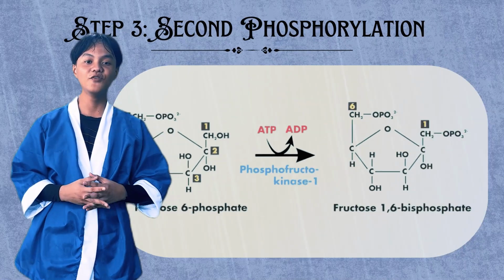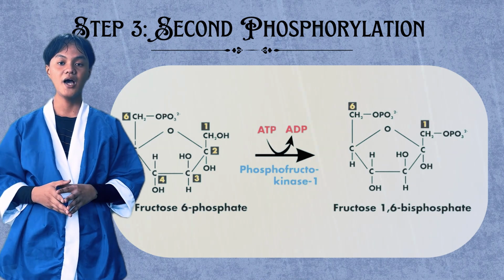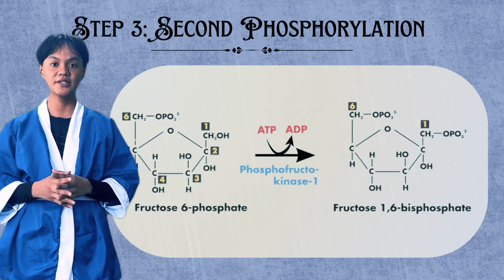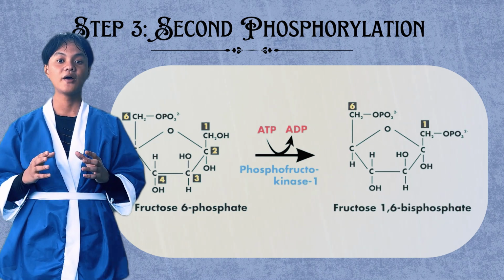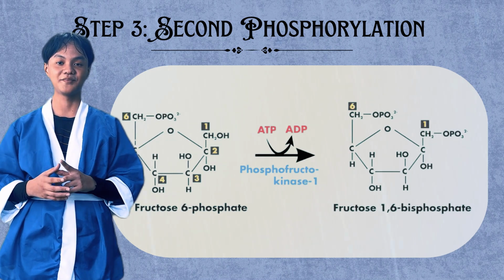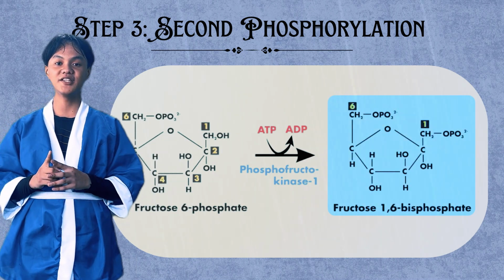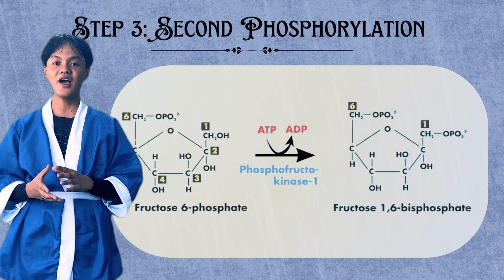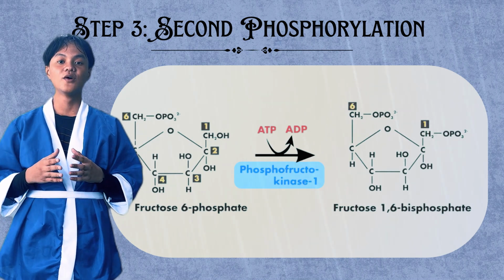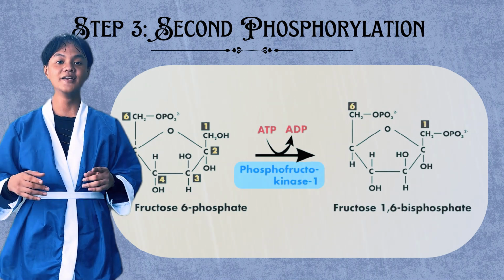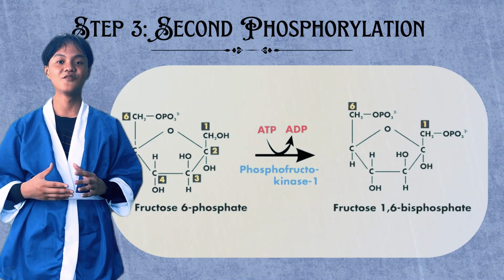Moving forward to the third step, which is the second phosphorylation. Phosphorylation occurs this time on the hydroxyl group of carbon 1, producing fructose 1,6-bisphosphate. This reaction is catalyzed by the enzyme phosphofructokinase 1 and uses one ATP molecule to supply the phosphate group.